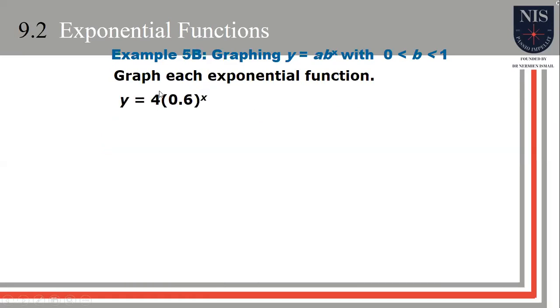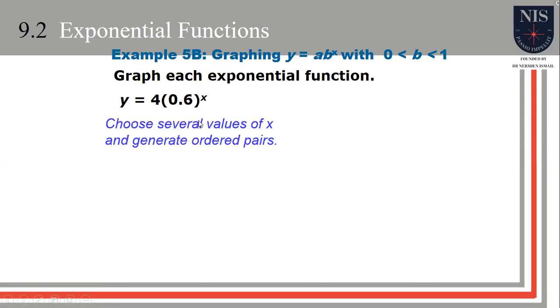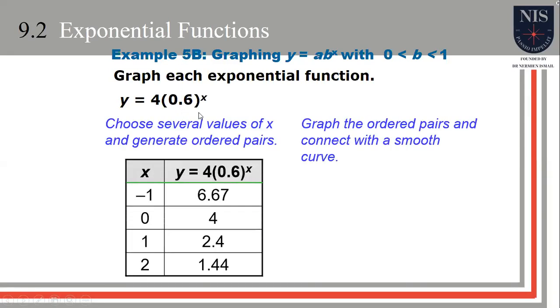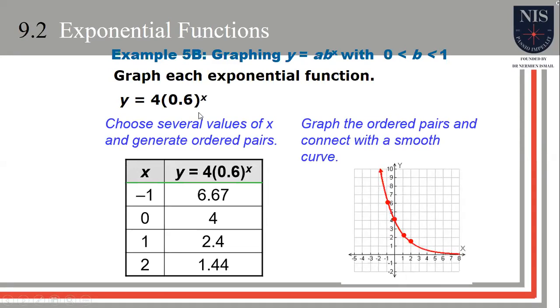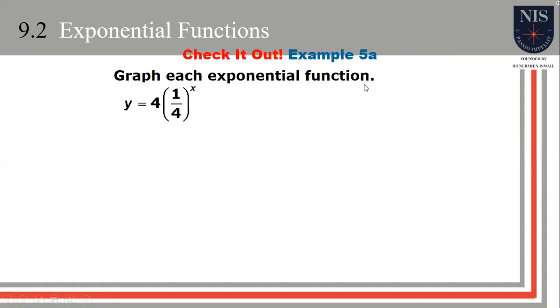Here in this one, I have 4, which is positive. 0.6 is less than 1. So you will see how the graph looks like. So the graph will be like this. Okay, and so on. We have different examples about how we can represent them graphically. Then today we were talking about exponential function, right?